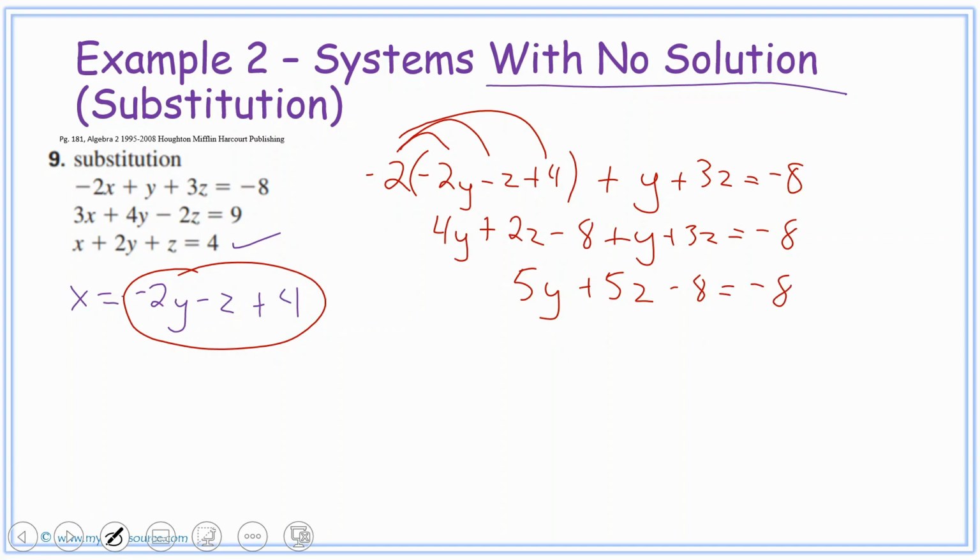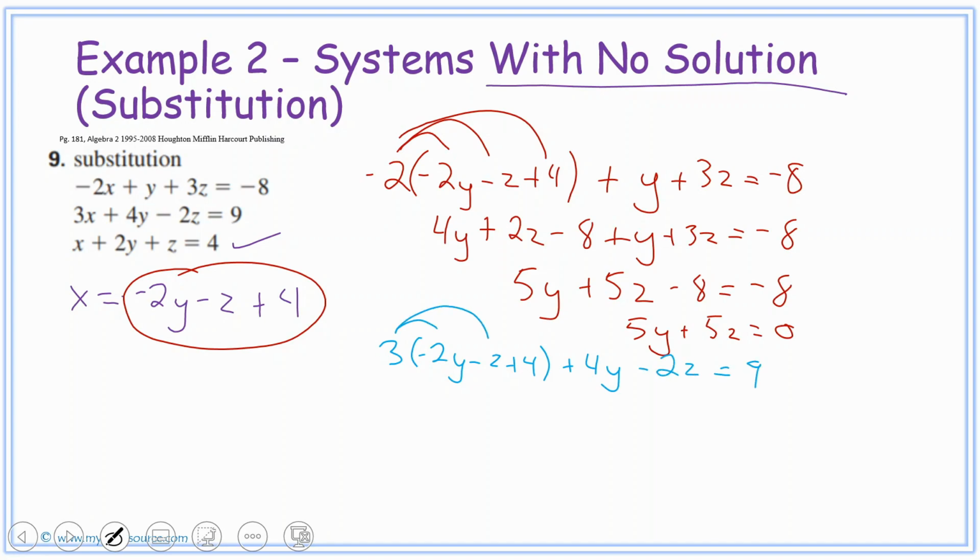All right, then we can bring those 8's over, and we're going to have 5y plus 5z equals 0 when we add the 8 on either side. All right, then we can substitute it into the other equation as well, into the second one. If we do that, we're going to have 3 times (-2y - z + 4) plus 4y subtract 2z equals 9.